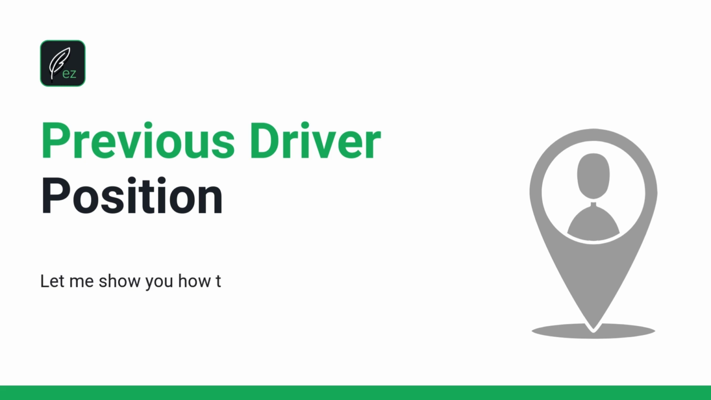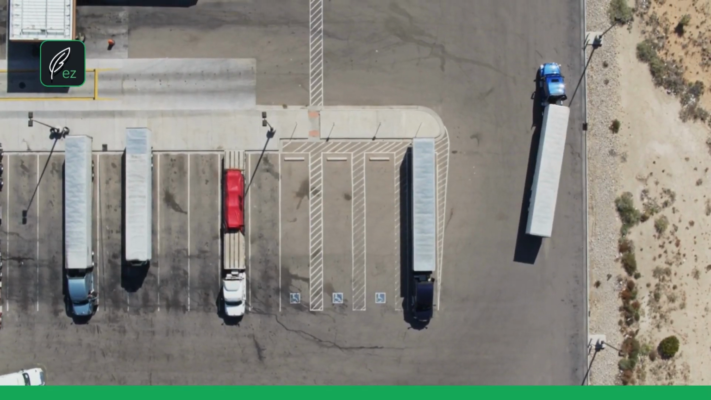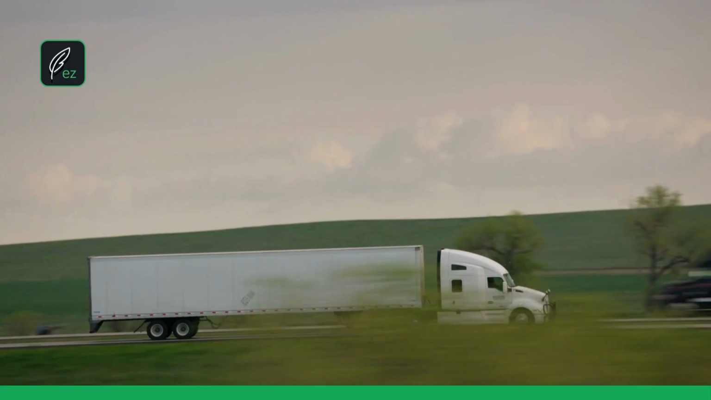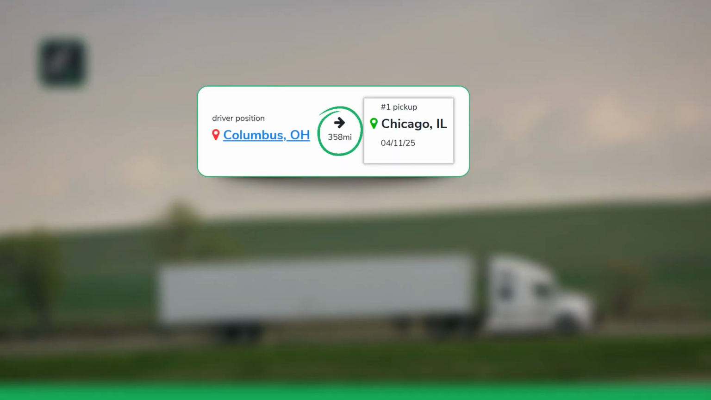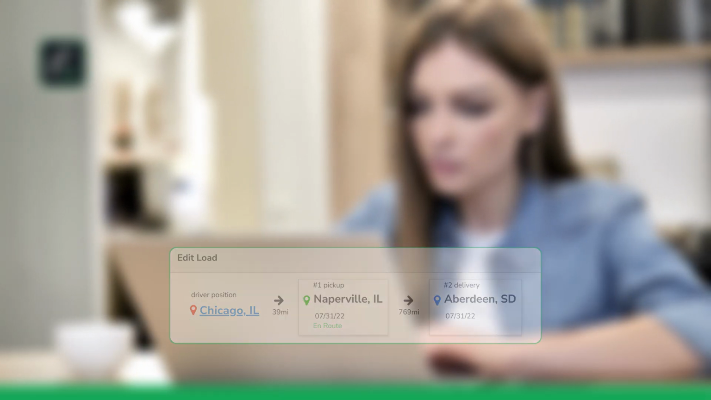Let me show you how to manage the previous driver position in ezLoads. Let's get started. Driver position in a load helps track the driver's last known location and calculate empty miles correctly. Usually, the system suggests the correct position, but sometimes it doesn't appear as expected.